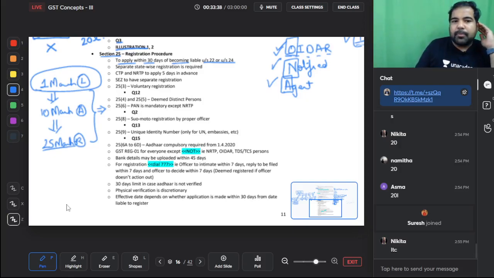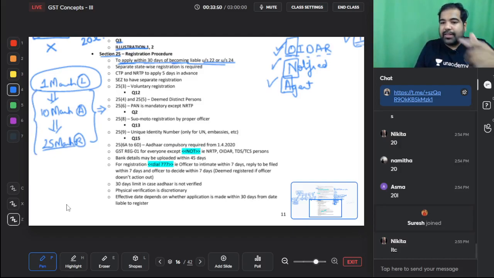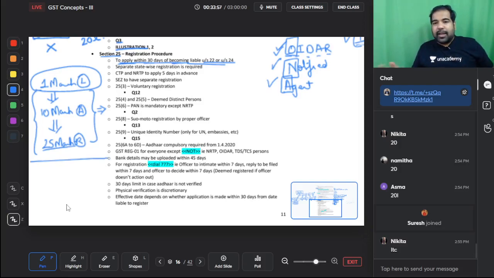So again, I repeat, you need to apply within 30 days. If you apply within 30 days, congratulations, you will get an earlier effective date. So you can take earlier ITC also, but that also means you need to issue revised invoices. But what if I'm not liable to register, guys? I'm just voluntarily registering. Can I voluntarily register? Yes, guys, you can voluntarily register.